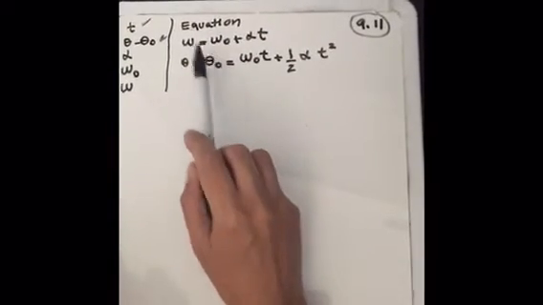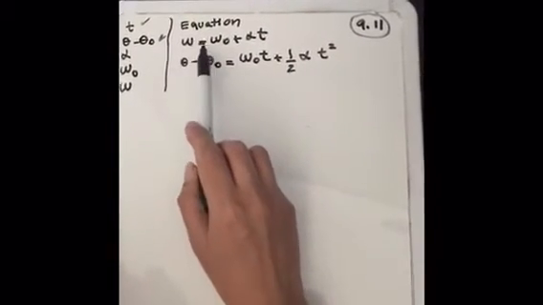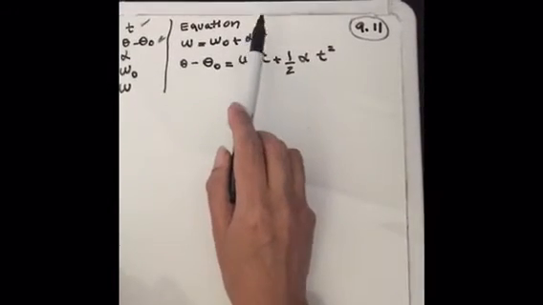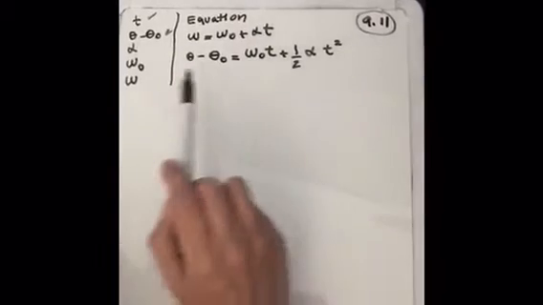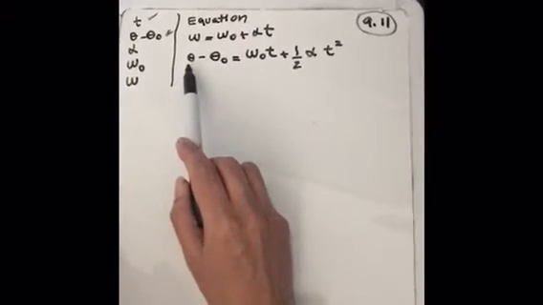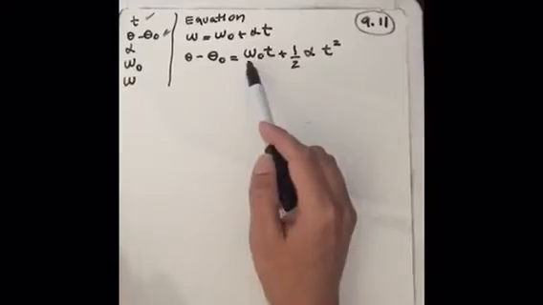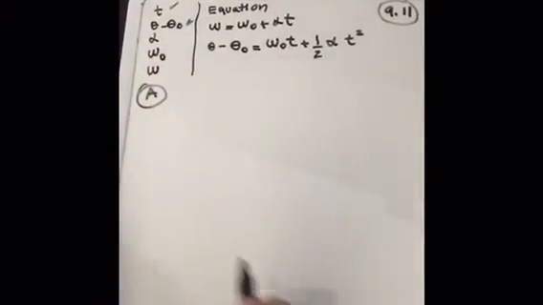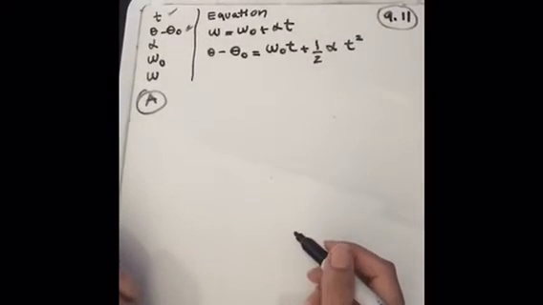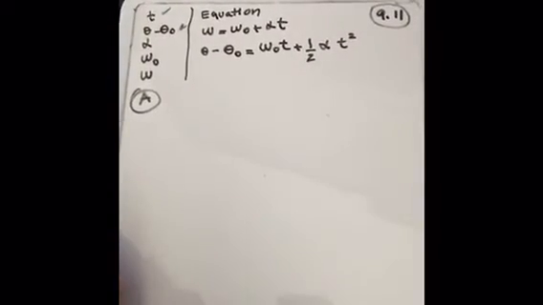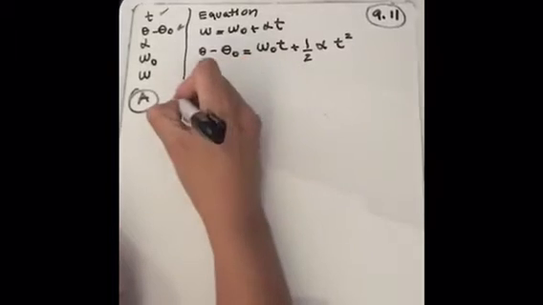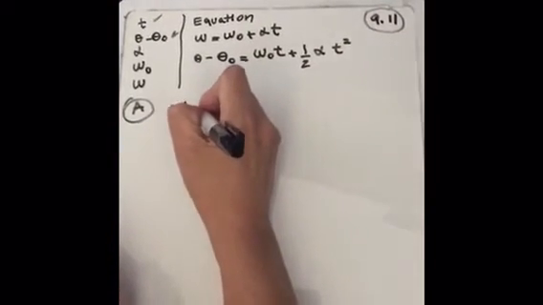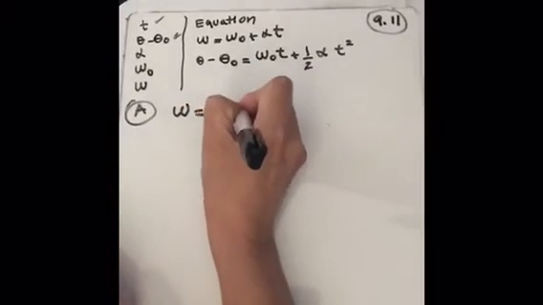We're going to use these two equations. The angular velocity final equals angular velocity initial plus angular acceleration times time. And for the second part, we're going to use angular displacement, which is equal to this. So part A says, how much time does it take to reach 36.7 radians per second? That means the final angular velocity is going to be 36.7.